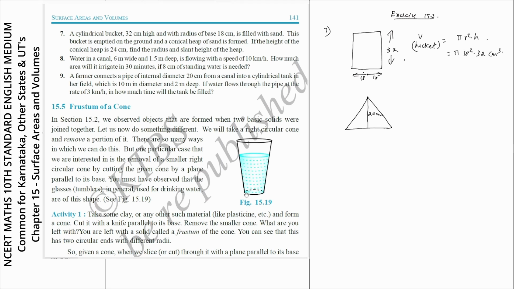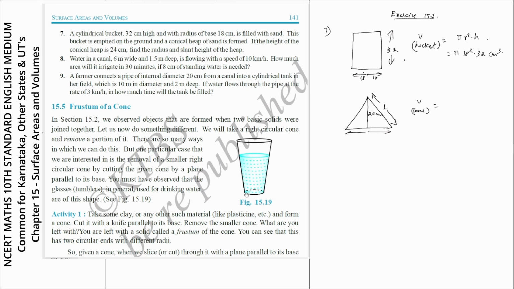Now I should find the radius of this conical heap and also the slant height. Slant height is this, height is this. Now, what is the volume of this cone?